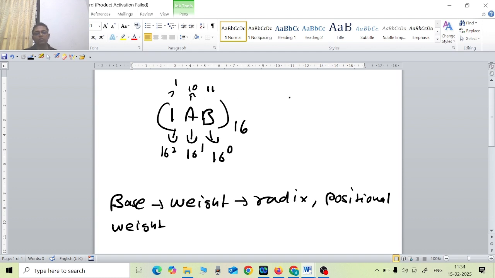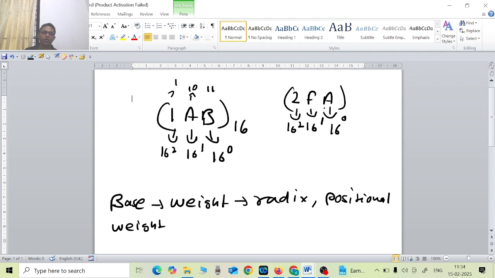So now we will see one more example. Let us say 2FA. Again, this position is for the weight 16 raised to 0. This position has a weight 16 raised to 1. This position has a weight 16 raised to 2. So to conclude, the positional weight is 16 and the number of symbols used is 16. Hope it is clear for you.